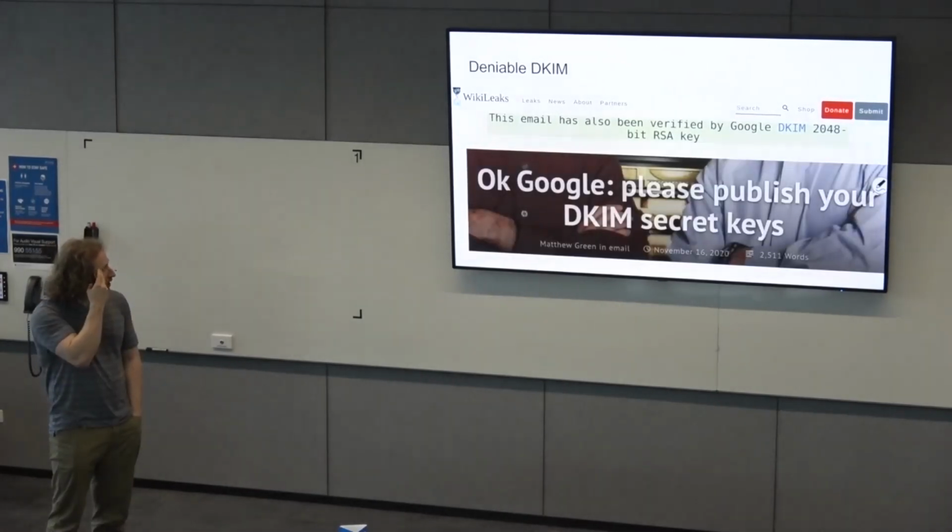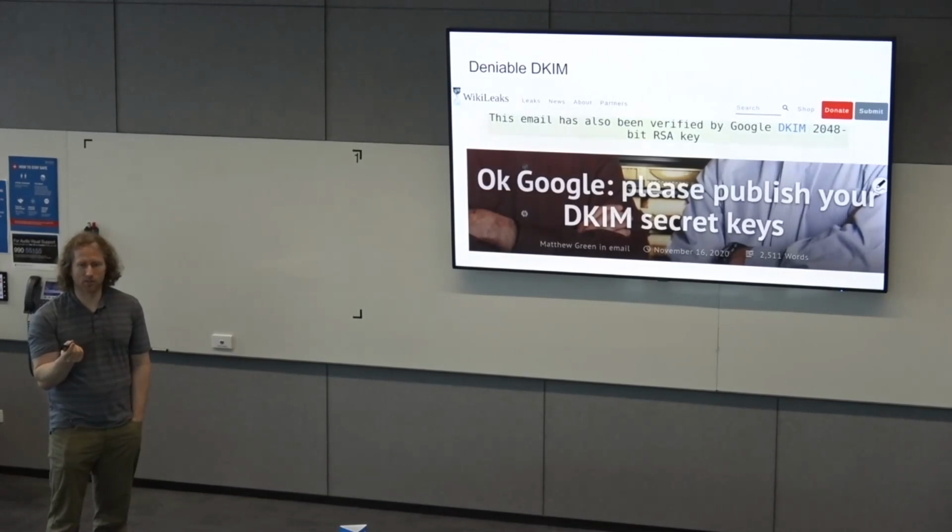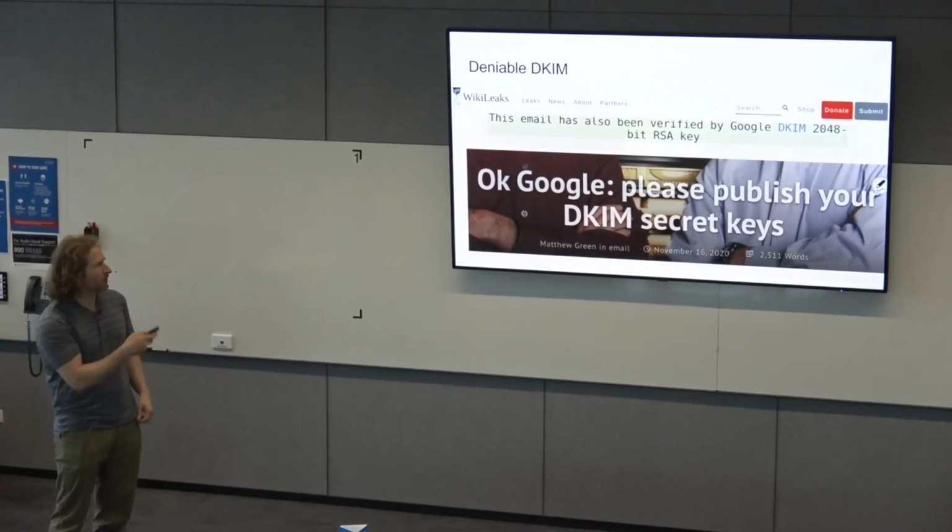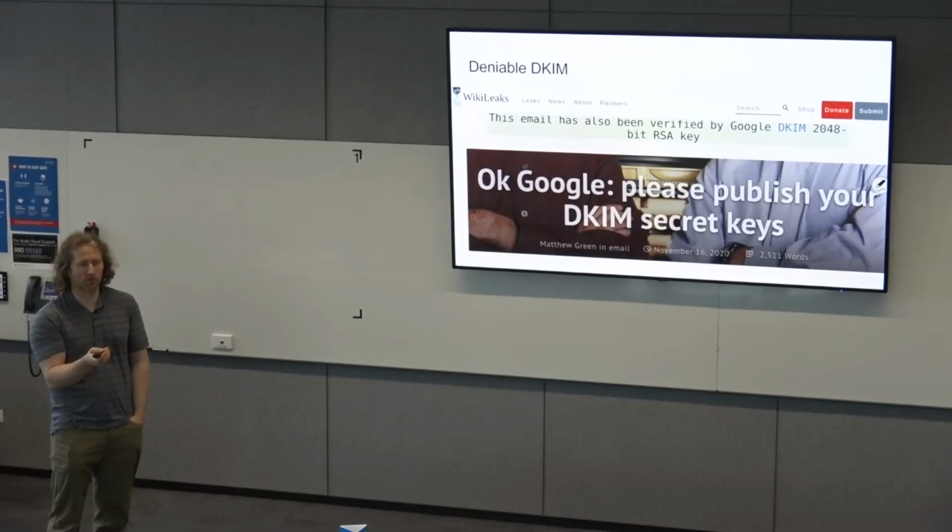What was pointed out since then is that this isn't really what DKIM is for. It's only supposed to provide authenticity of the email for a very short period of time. And if your email gets hacked 10 years later, you'd like to be able to deny it and say that's not really the real email. But these signatures provide long-lasting proof that that was actually the genuine email that you sent.